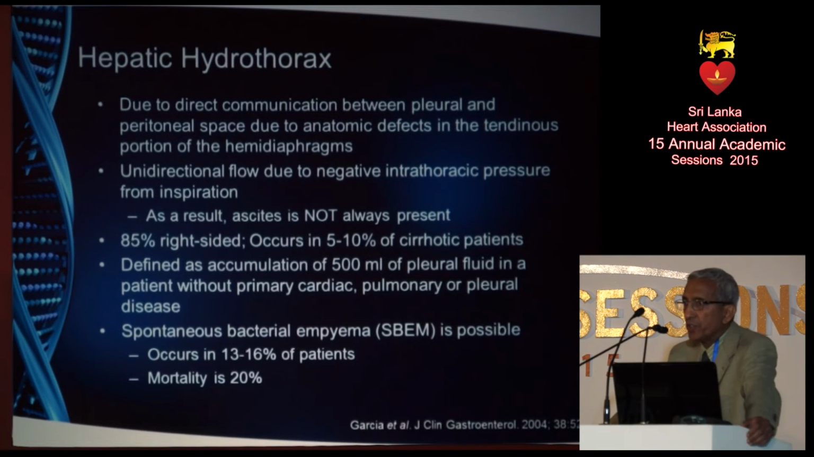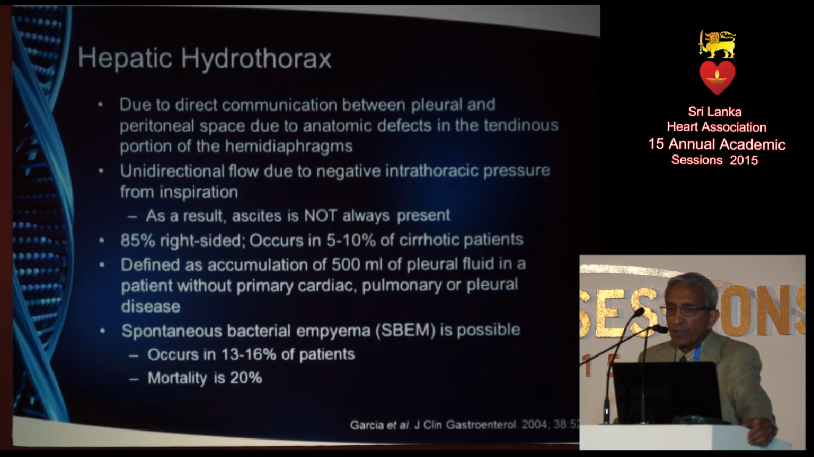What is hepatic hydrothorax? Basically, it is an accumulation of ascitic fluid preferentially in the thorax compared to the intra-abdominal area. This is due to direct communications between the pleural and peritoneal spaces due to known anatomic defects in the tendinous portion of the hemidiaphragms. There's unidirectional flow due to the negative intrathoracic pressure. So as a result, you may have a large pleural effusion but no ascites, misdirecting you to a problem with the lung as opposed to the liver.